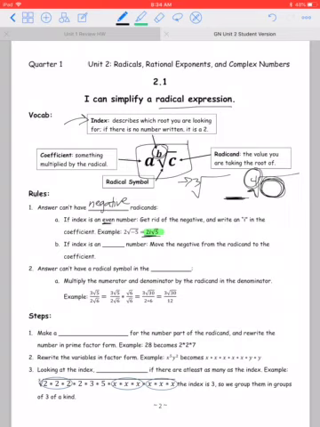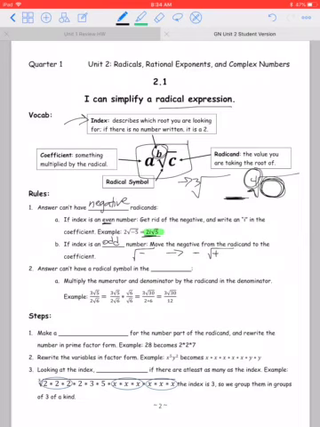If it's an odd index, so a 3, a 5, a 7, then instead of having the negative inside the radical, you move the negative outside the radical, and the inside becomes positive. So you have to make sure your final answer doesn't have that negative inside of the radical.